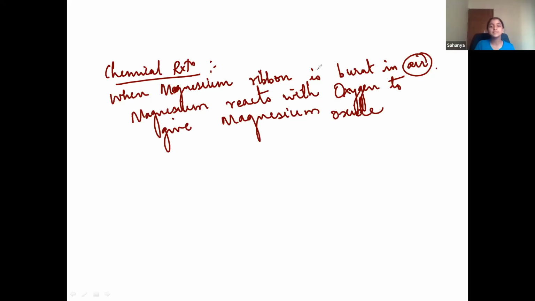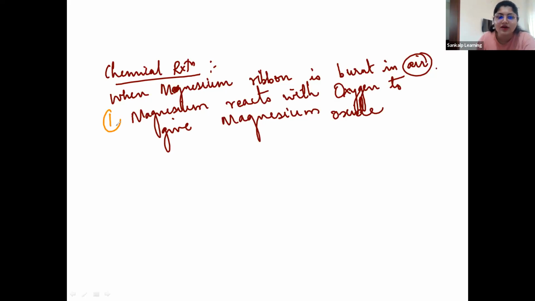Because they had done an activity for us, taking a magnesium ribbon, burning it with a matchstick, and then it turns to a white flame. So it shows that the chemical reaction is proceeding. Something has reacted with the magnesium ribbon to give you a product. So magnesium reacts with oxygen.